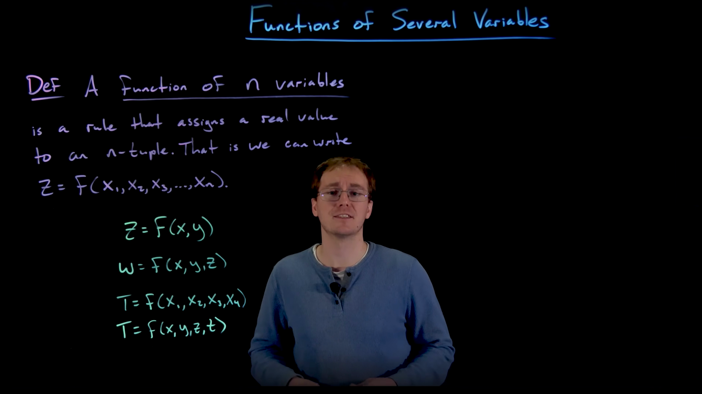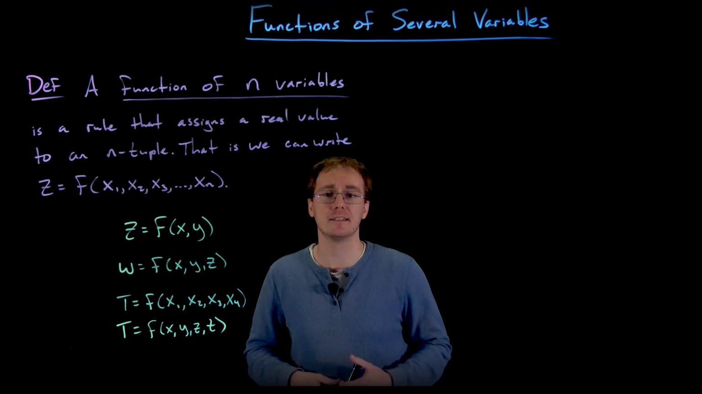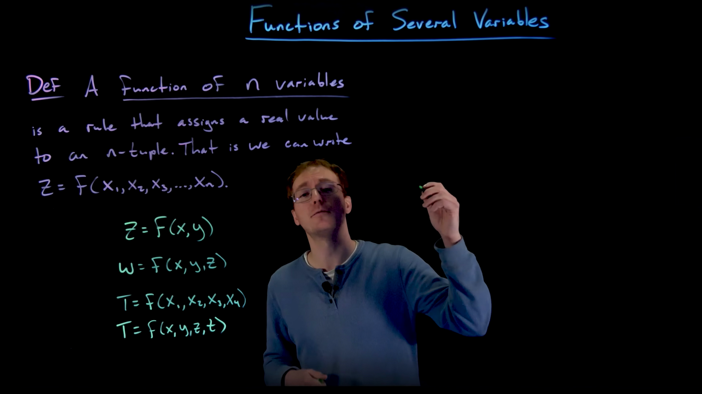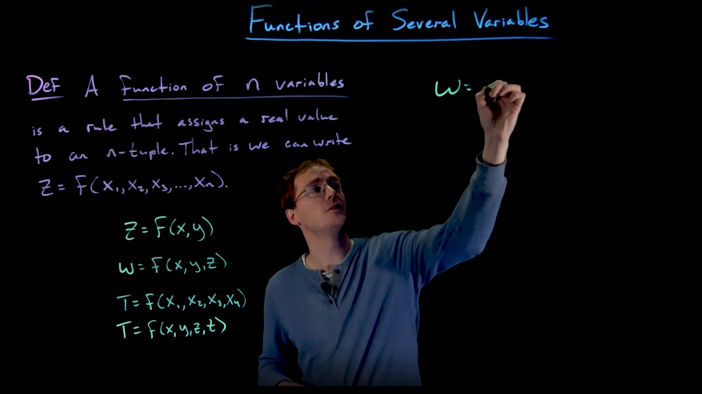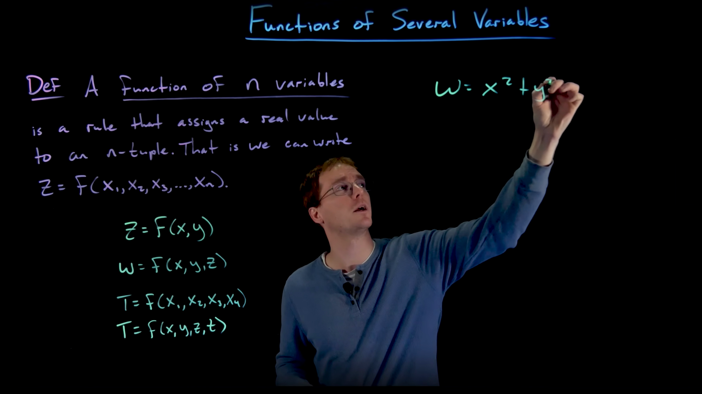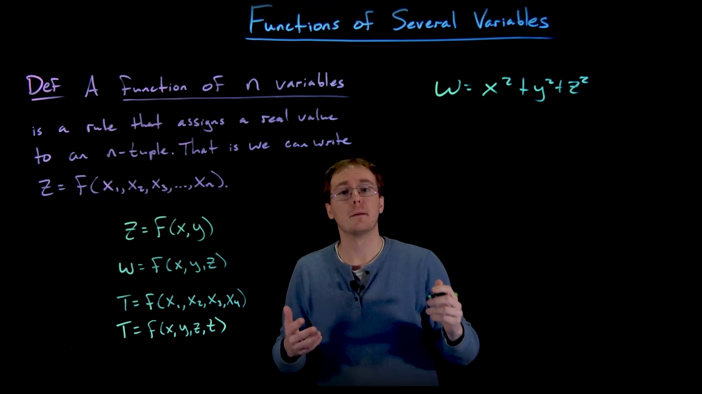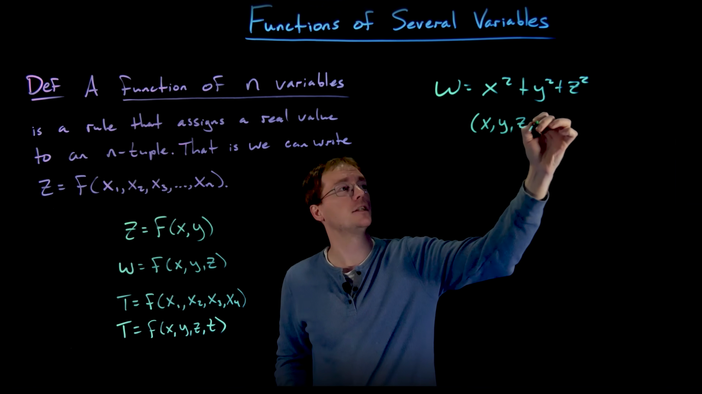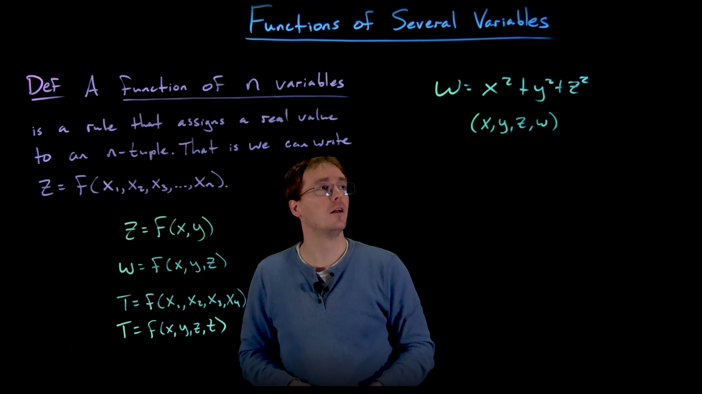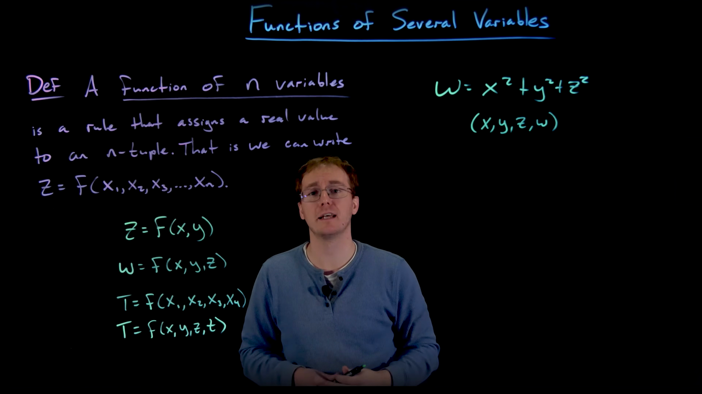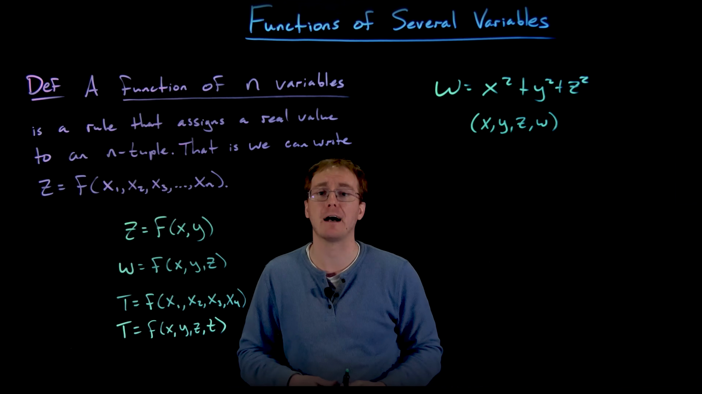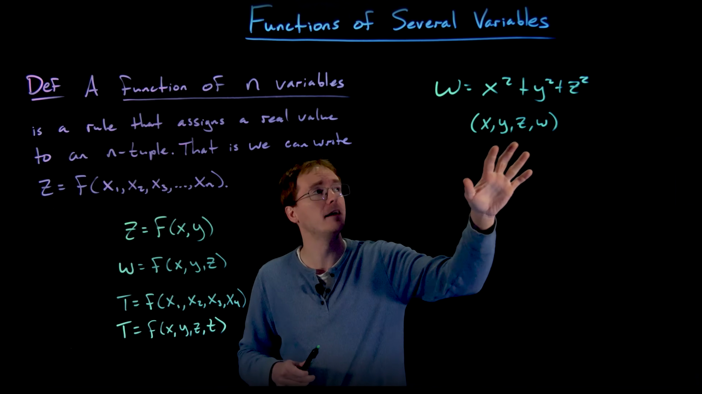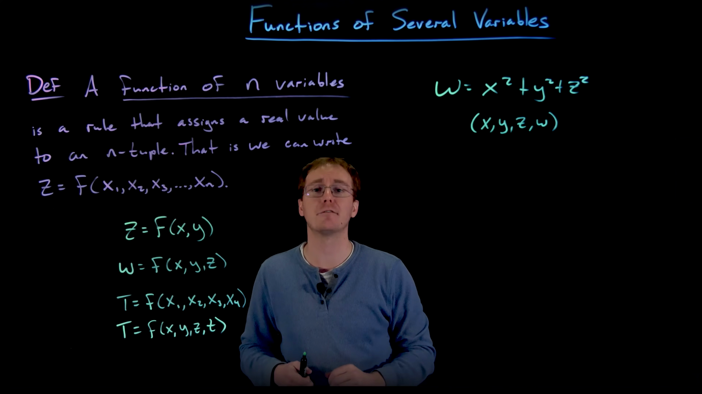What we also want to get through this example is that it's not always easy to visualize these higher dimensional functions. In fact, sometimes it's impossible. For example, if we had a function like w equals x squared plus y squared plus z squared, then a point satisfying this equation is going to be x, y, z, w. That point would have four coordinates, and that would require a four-dimensional space to graph. We're limited to three-dimensional space when it comes to graphing, so there's no way to graph the actual function that we have written down here.